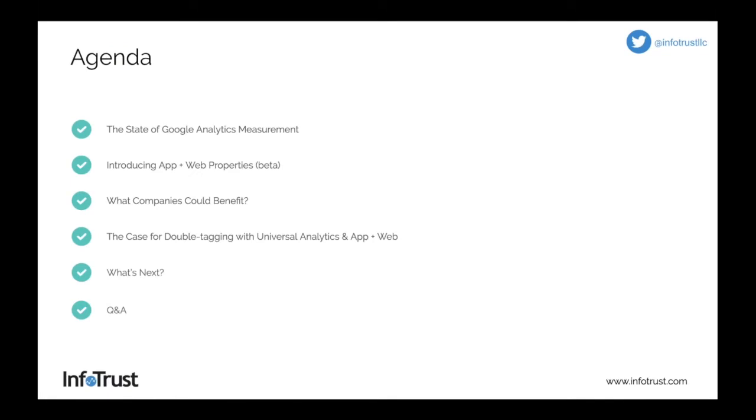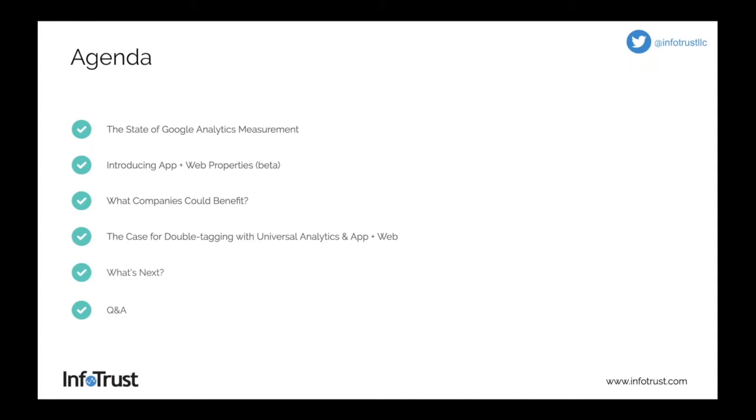So for the conversation today, I'm going to go over a few things. One, I'm going to talk about the state of Google Analytics measurement. I'm going to introduce the new App Plus Web properties and talk about what additional reports you get access to. I'll also talk about the types of companies that can benefit from these new App Plus Web properties. I'll make the case for double tagging with Universal Analytics and App Plus Web, and then we'll talk about what's next throughout the next year.